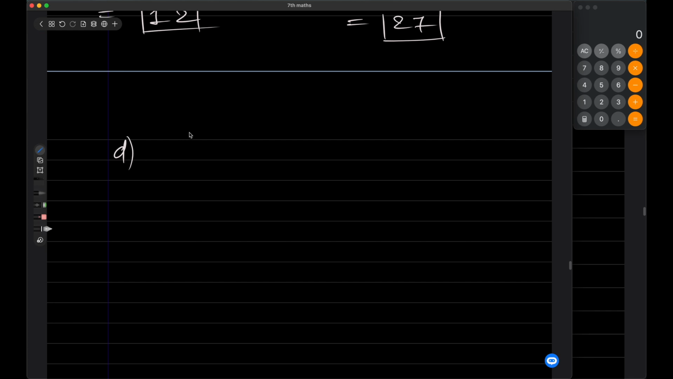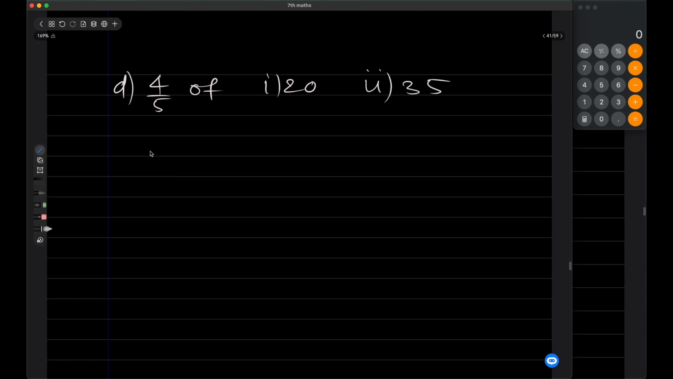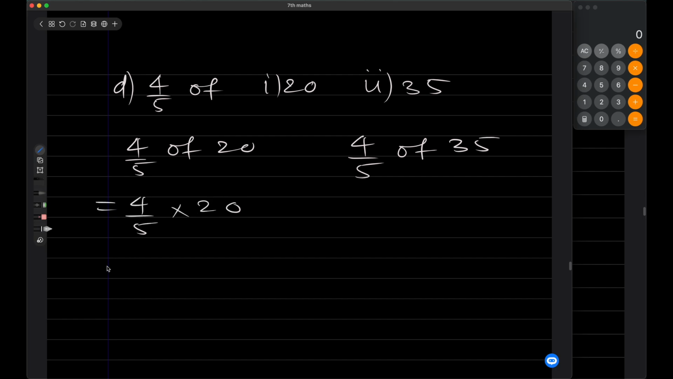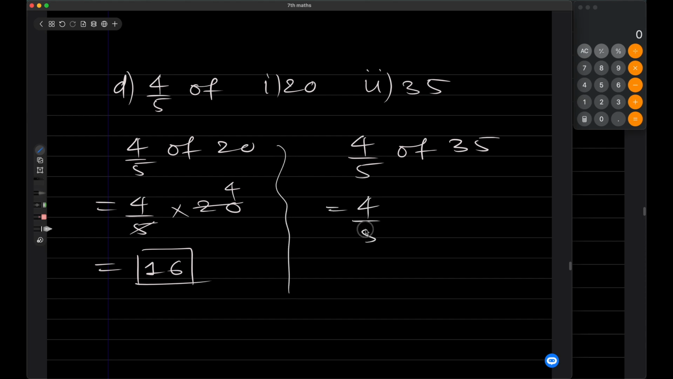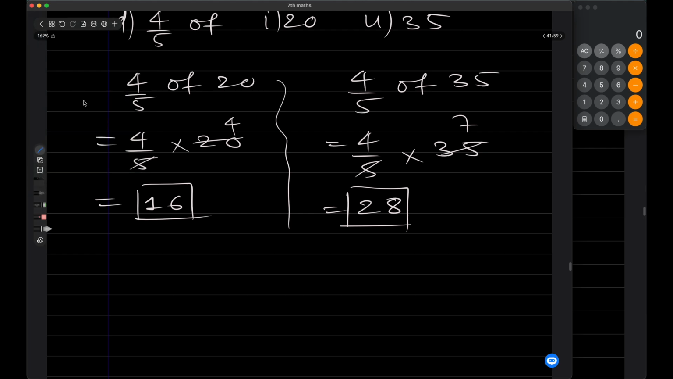D is 4 by 5 of 20 and 35. That is equals to 4 by 5 into 20. 5 4s are 20, 4 4s are 16. 4 by 5 into 35, 5 7s are 35, 7 4s are 28. Now we have question number 6.